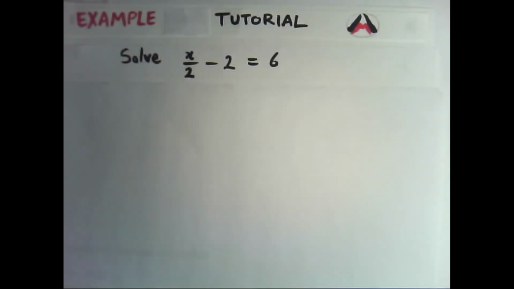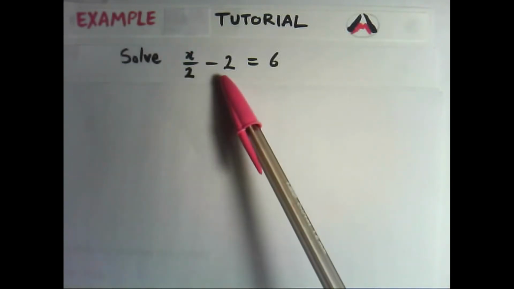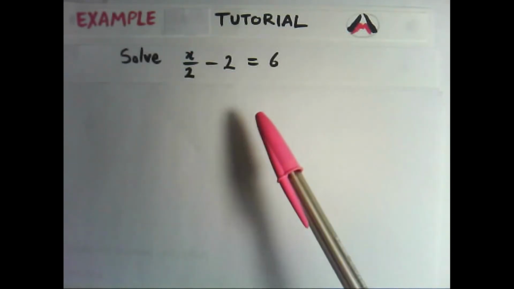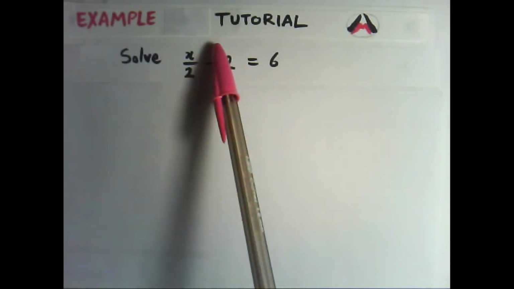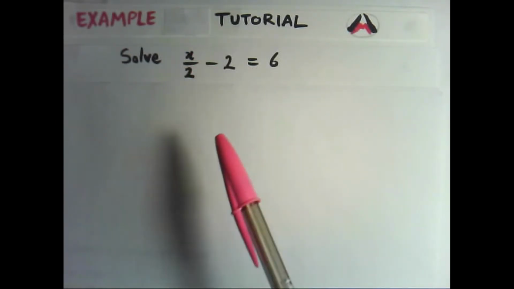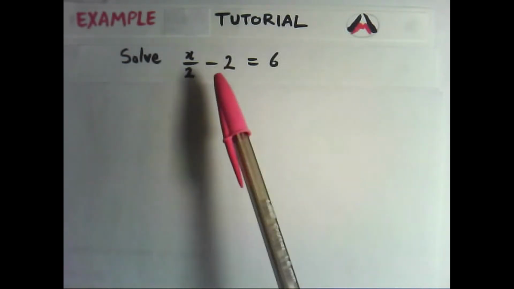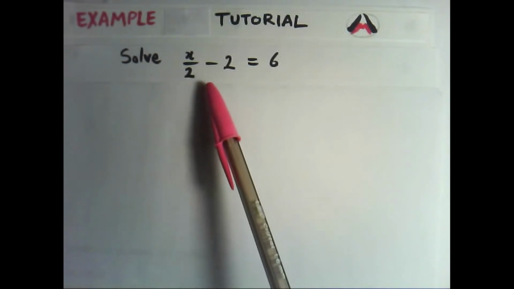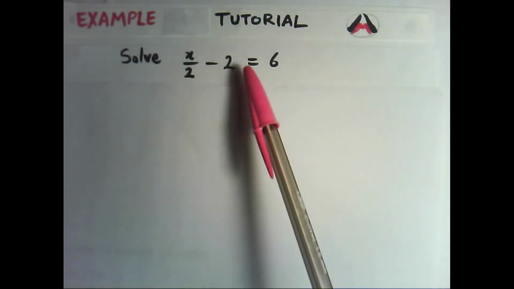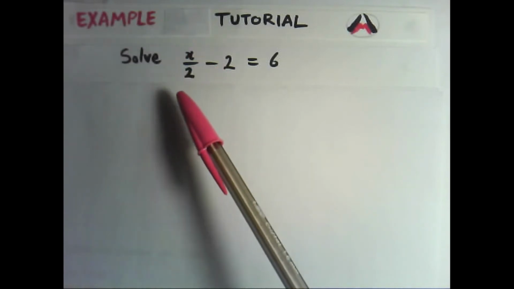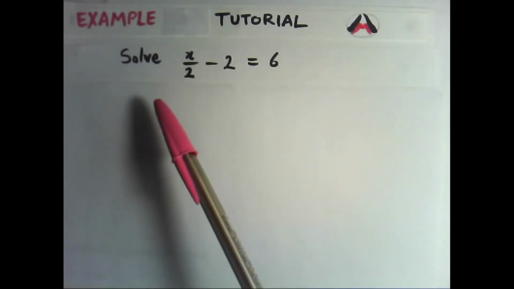In this question, we're asked to solve the linear equation x over 2 minus 2 is equal to 6. Now, one possible strategy would be to look at this negative 2 and see if we can try to eliminate this. So the opposite or the inverse of subtracting 2 is to add 2. So if we were to add 2 to the left-hand side of the equation, we would also have to do the same to the right-hand side of the equation because we want to maintain balance.